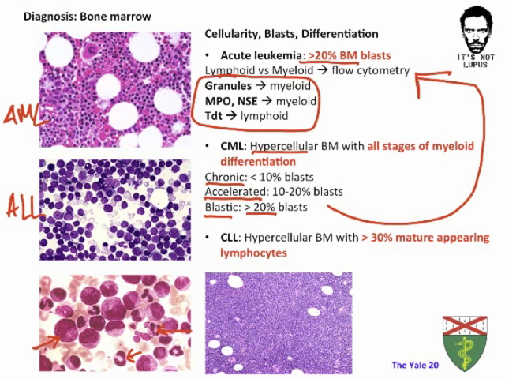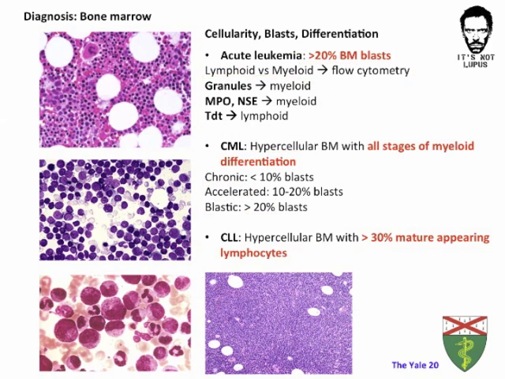Lastly, CLL, again as CML, defined by a hypercellular bone marrow with more than 30% mature appearing lymphocytes. And you can see the difference between those two pictures, ALL and CLL. Okay, ALL has a lot of big, huge blastic cells, and CLL has a lot of small, mature, finely differentiated appearing lymphocytes.